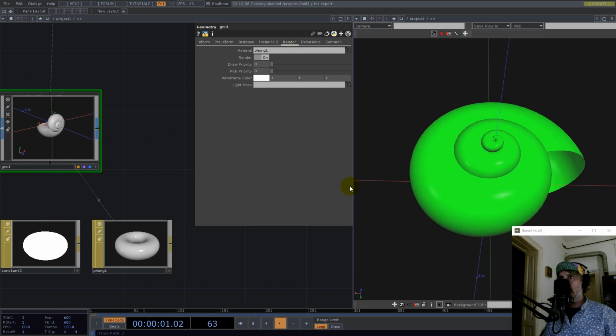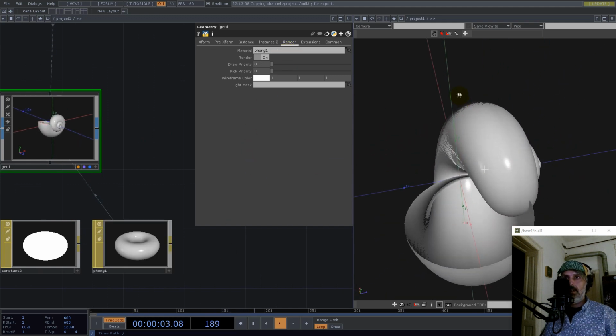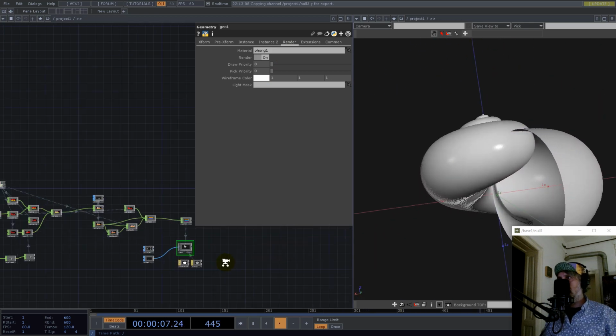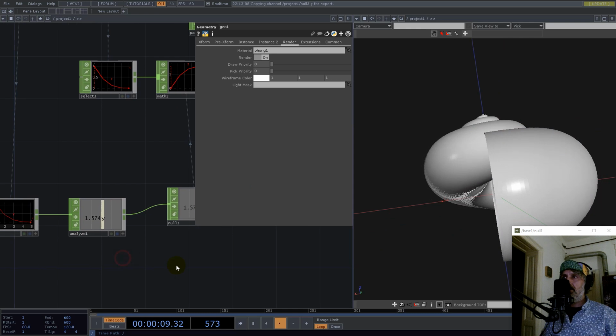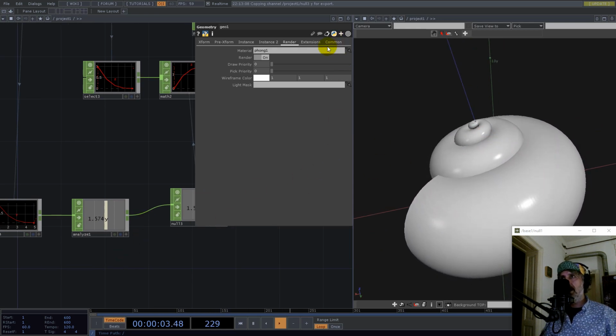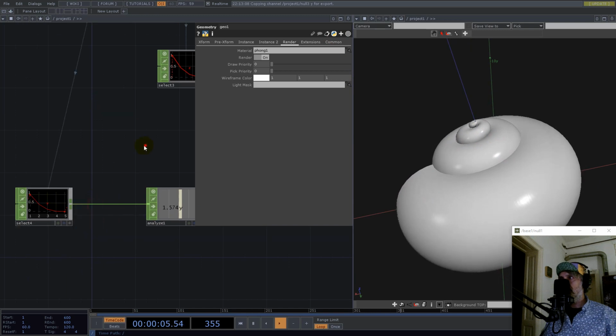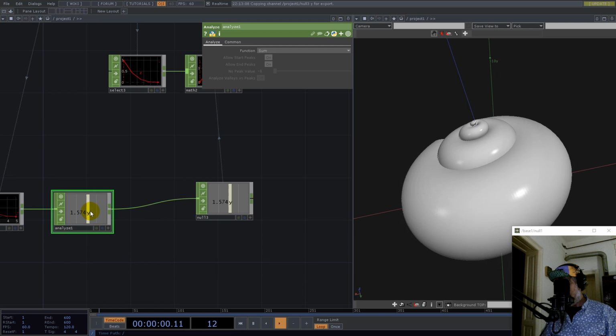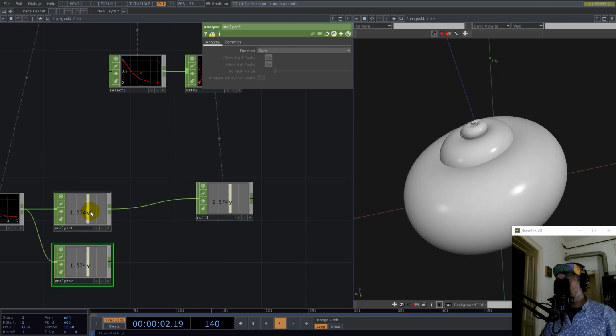Okay, now it's looking much better. And we only put here the sum. Actually it's not only the sum, so let's make another analyze. So Ctrl C, Ctrl V.